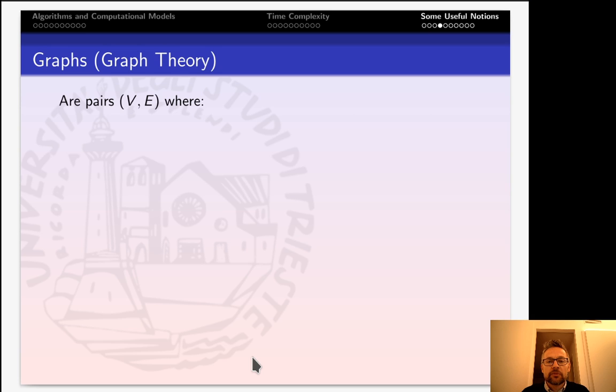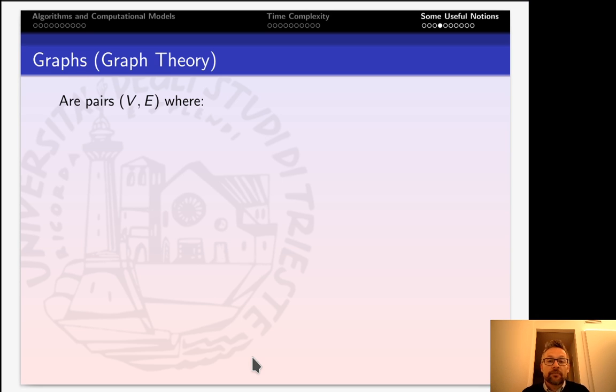And let's move on and see what graphs are. First of all, I need to introduce them from a graph theoretical point of view. Okay, so I'm not talking about the abstract data type. I don't want to tell you how they are described and how we can deal with them from the functional point of view. I simply want to describe them from a graph theoretical point of view.